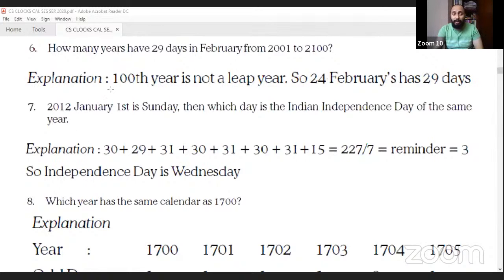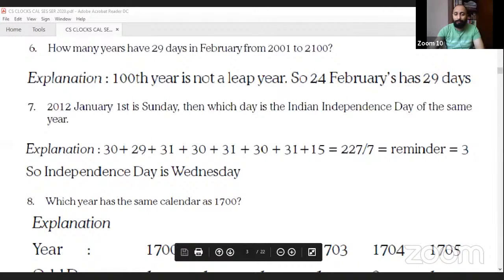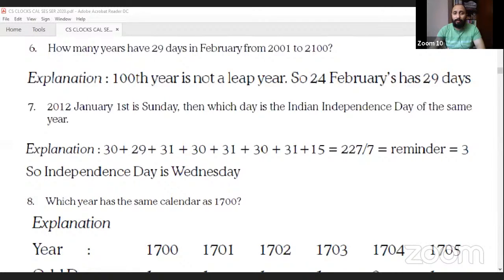Do you remember? For the first 100 years, we are removing 1. For 200 years, we are removing 2. For 300 years, we are removing 3. For 400 years also, we are removing 3, because the fourth 100 year is a leap year, so all 25 leap years we are going to give there. But for the first 100, second 100 and third 100, we are giving only 24 leap years. Hope you understood. Have you understood that concept? If not, let me give you an understanding on that.